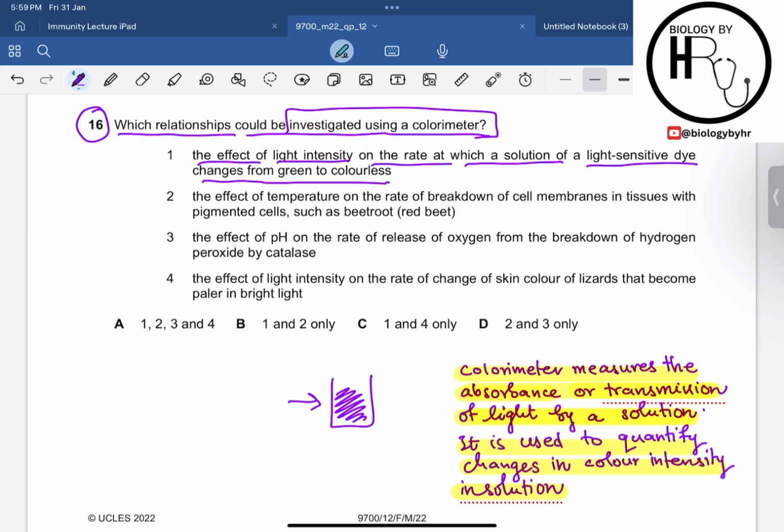You have to calculate, basically they are saying, can the rate be calculated from the solution at which the color changes from green to colorless, right? So yes, it can be calculated using a colorimeter because the change in the dye's color intensity can be measured. So it can be measured, so it is correct.